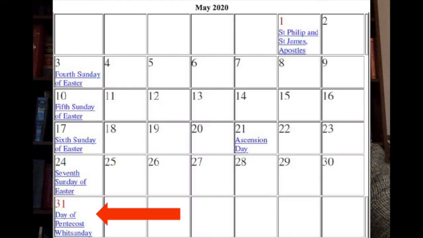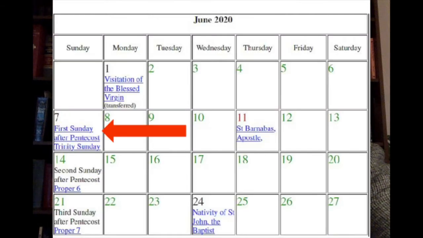And if we're going to look at our own calendar or do a calendar example, we know that Easter was on April 12th. The Feast of Pentecost is on May 31st. And then one week later, on June 7th, is Trinity Sunday. And then the second Sunday after Pentecost is on June 14th. And for that Sunday, we would use proper 6 for both our collect and for the lessons. And then on June 21st, which is the third Sunday after Pentecost, we would use proper 7.